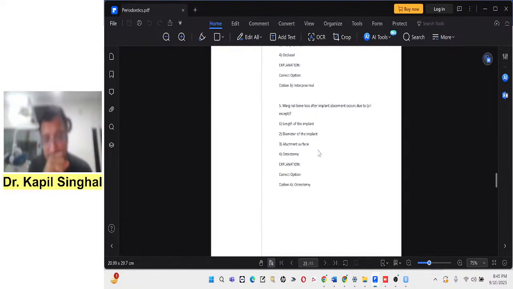Abutment surface. If the abutment and implant connection is not proper, that also leads to some movement where the abutment and implant are meeting near the bone. That can also lead to bone loss. Osteotomy is that hole we create in the bone to put that implant. Once that hole is created and that implant is placed, it cannot lead to marginal bone loss due to osteotomy. So the answer here would be 4, osteotomy. Okay.